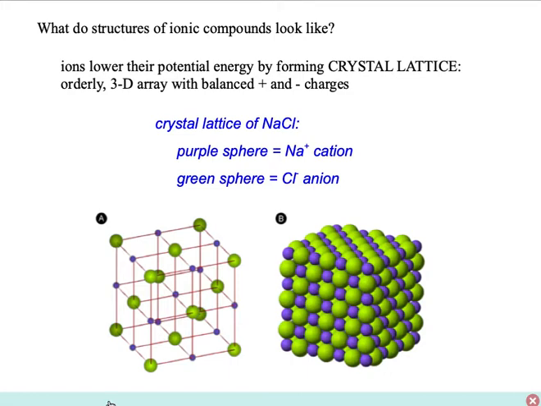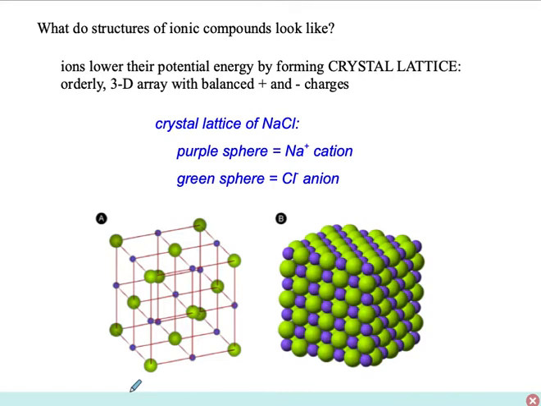B is called a space-filling model because it shows the ions with their electron clouds, and you can see that they're very tightly packed together. The idea is, in the crystal lattice, you get oppositely charged ions as close to each other as possible because they're electrostatically attracting each other, but you keep similarly charged ions as far apart from each other as possible in order to minimize repulsion. The result is the lowest possible potential energy.